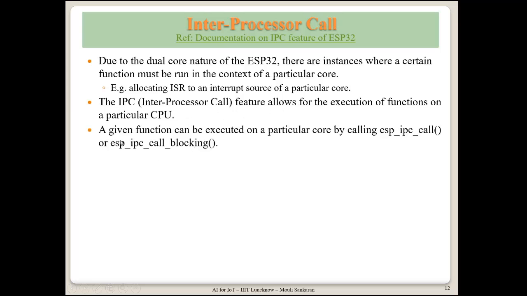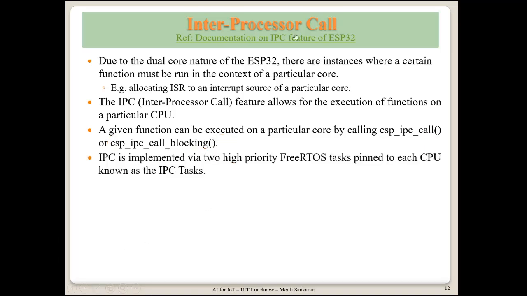A given function can be executed on a particular core by calling esp_ipc_call or esp_ipc_call_blocking. So you will be passing a function pointer. This function will be called, either blocked or unblocked. It depends on where you are calling from. This function itself may be called from the same core or a different core, so there is some mechanism to differentiate it.